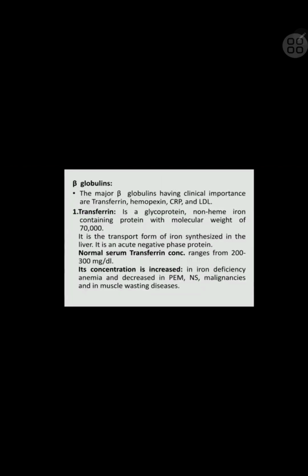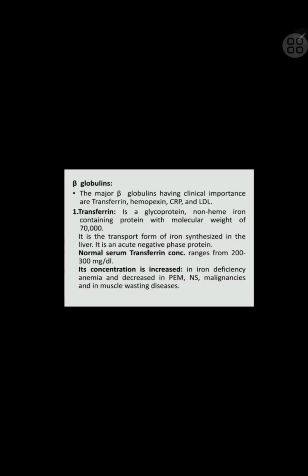Its concentration is decreased in Wilson's disease, liver diseases, nephrotic syndrome, and malnutrition. If the serum concentration goes below 25 milligram per deciliter, it is an indicator of Wilson's disease. Coming to haptoglobin, it is a glycoprotein, synthesized in the liver. It binds with free hemoglobin and thereby prevents the excretion of hemoglobin in the urine. It is an acute phase protein. You will come to know what we mean by acute phase protein shortly. Its concentration is increased in all inflammatory conditions.